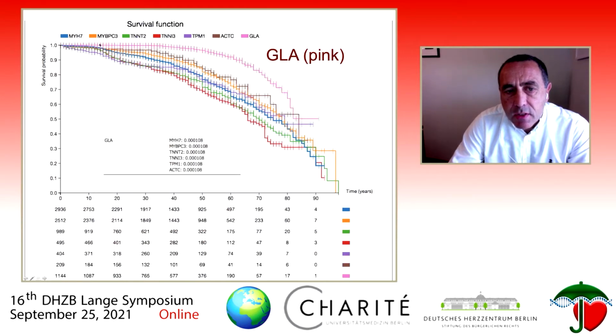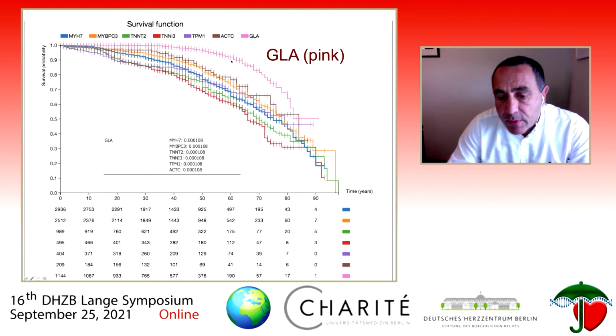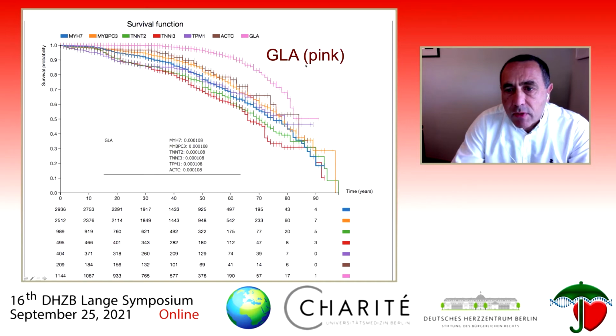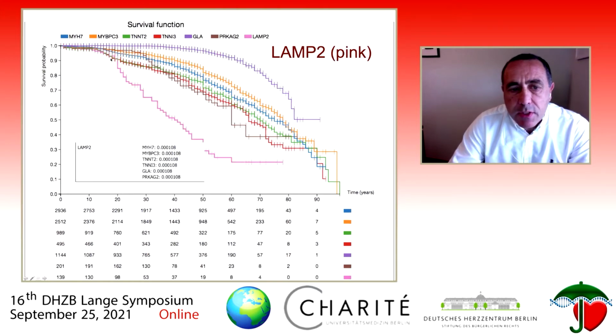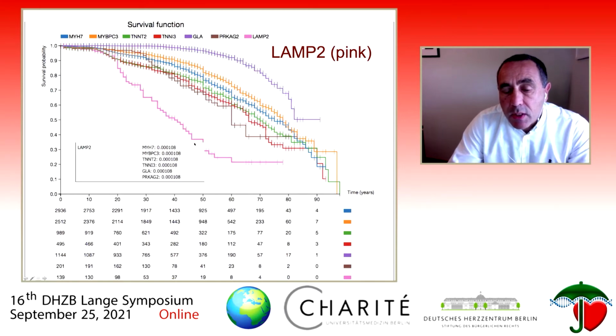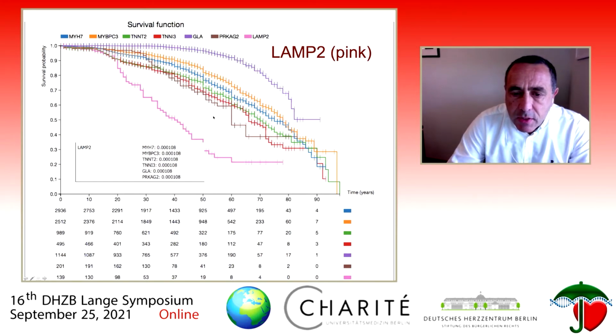GLA, Fabry disease, is the best for hypertrophic cardiomyopathy. This is only cardiovascular death or transplant. And this is PRKAG2 in brown. This is hypertrophic cardiomyopathy and Wolff-Parkinson-White, cardiac glycogenosis. And this is LAMP2, Danon disease, the worst. This is hypertrophic cardiomyopathy in young individuals progressing to dilated cardiomyopathy, or dilated cardiomyopathy in females. So you see different genes, different prognosis. So there is prognostic information here.